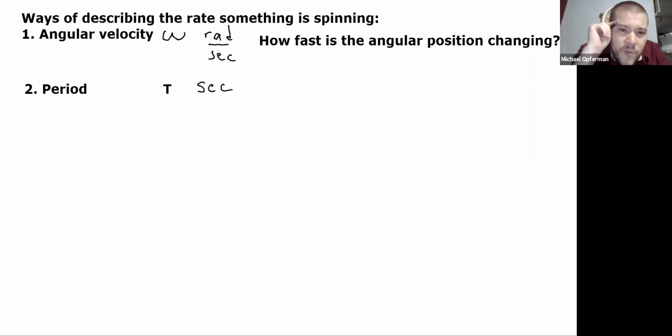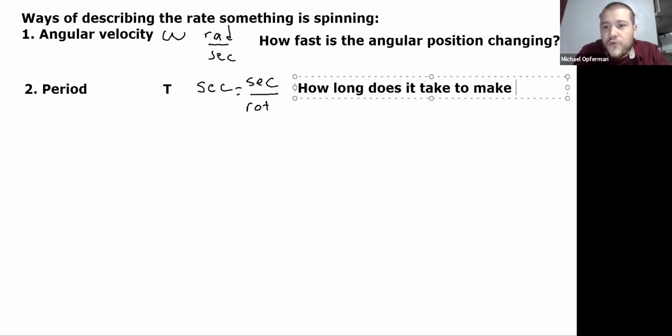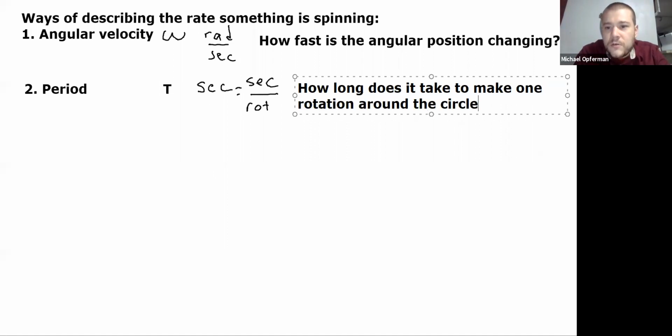But I want to make a little bit of a point here. The SI unit for period is technically seconds, but really what we mean by seconds in this context is seconds per rotation. And that's going to be important later. And what the period tells you in words is how long does it take to make one rotation around the circle. Okay. Now that one's very self-explanatory.